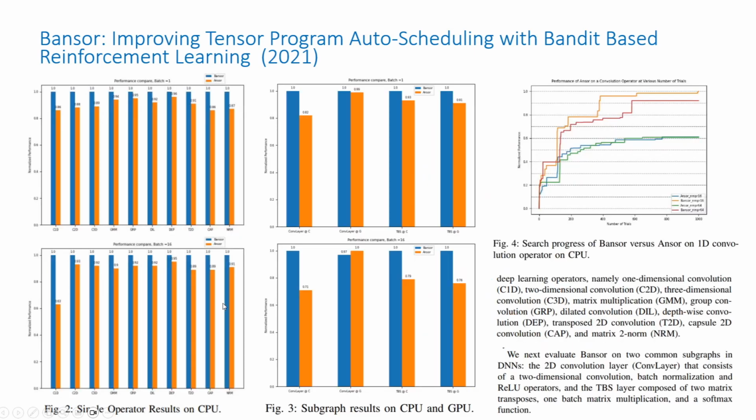So here are the results that they got. They normalized the results, so the best performing one is going to get a 1.0, and you can see that almost in all cases Bansor is above Ansor. Ansor is the orange one and Bansor is the blue one. On the left we only see results on CPU. The benchmarks that they use are based on convolution and matrix multiplication, which are two of the most important operations in deep learning, and there's a lot of focus on that.